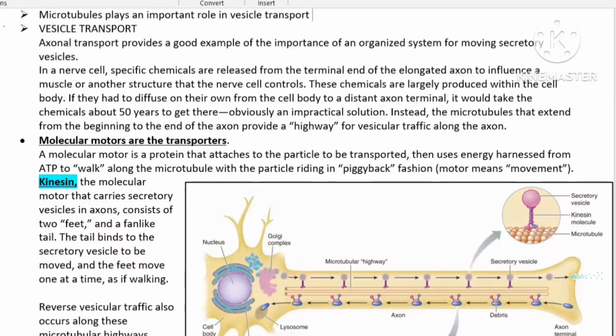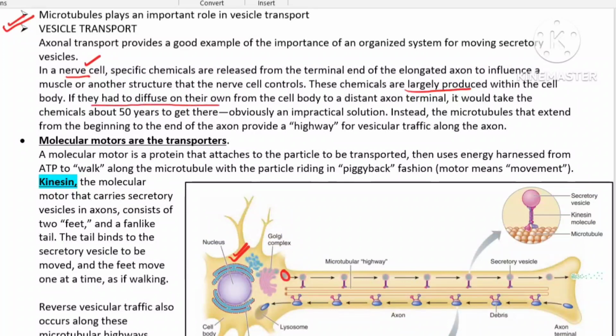Now, the best example to study how microtubules play a role is vesicle transport. For example, nerve cells produce neurotransmitters, and they are produced in the cell body. Okay, this is a diagram you can see. It will be produced in the cell body by the DNA, which makes the RNA, and it is then translated into the protein language in the ER. Okay, and this ER protein is then given to the Golgi body to pack it into the form of vesicles.